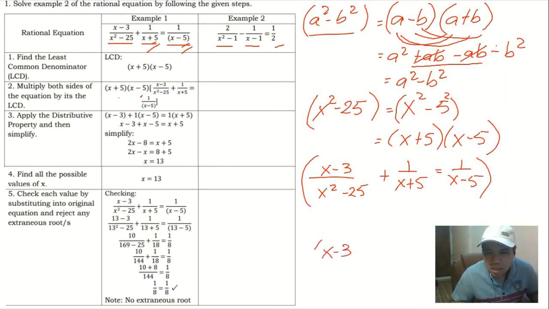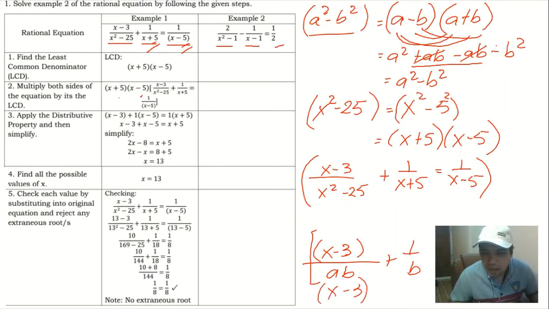So x minus 3, kunwari pagsamahin natin, kunwari AB plus 1 over B is equals to 1 over A. So multiply ko both sides by AB. So AB divided by AB cancel out, matitira si x minus 3. AB divided by B, matatanggal si B, matitira si A. Kaya plus 1A equals to AB divided by A, matitira si B, tanggal si A, kaya equals to 1B. So, ganun din dito.